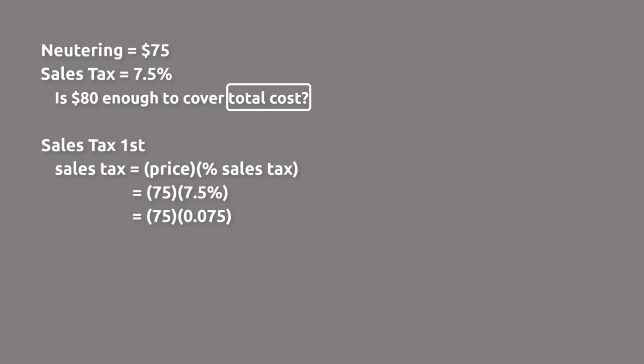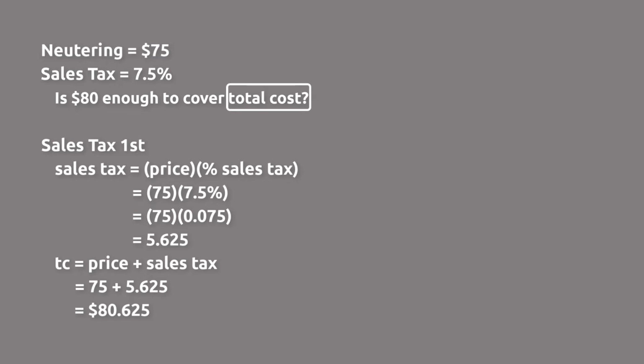But in this case, we'll go ahead and take 75 times 0.075 and get a total sales tax amount of 5.625. And then the total cost, we'll call it TC, equals the price plus the sales tax amount, which equals 75 plus 5.625, which equals 80.625. Rounded to the nearest penny, we have that the total cost is $80.63.